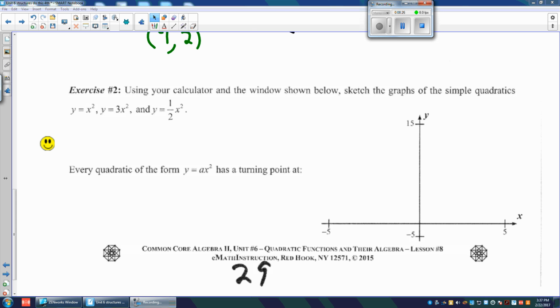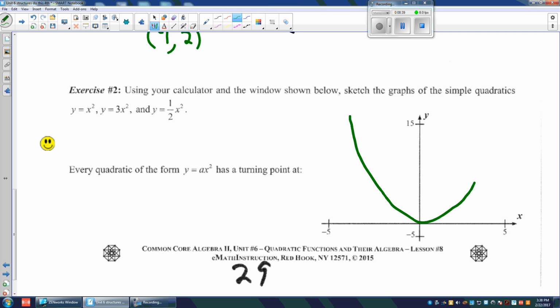So it says sketch them. Okay, so we're just going to sketch one of them. We're going to sketch the x squared. Why are we sketching y equals x squared? Because that's the what kind of function? That's the mother function. Okay, and label it y equals x squared. Okay, it does say y, it doesn't say f of x. Now, 3x squared, that's going to be skinnier.